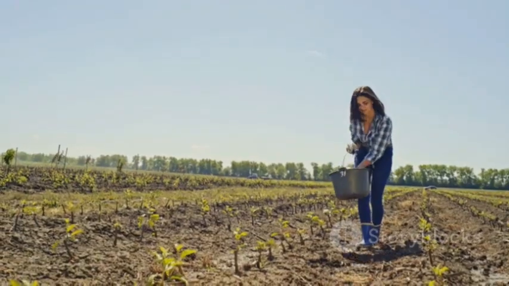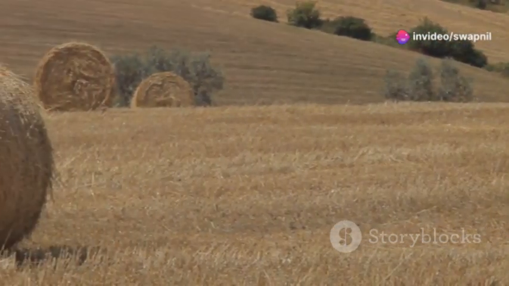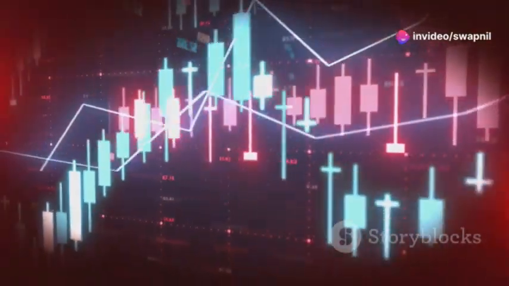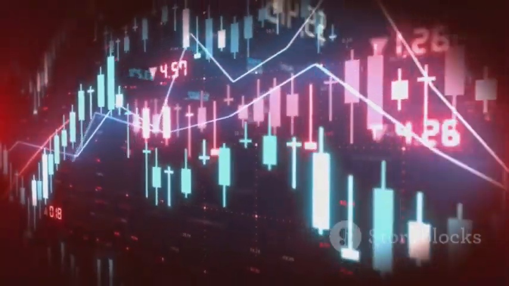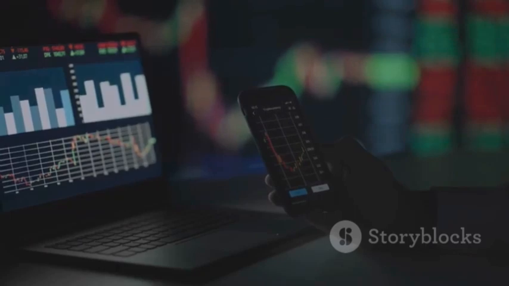Imagine a farmer planting different crops throughout the year. Each crop thrives in a particular season. Similarly, different sectors of the economy flourish during specific phases of the economic cycle. Sector rotation is about understanding these cycles and adjusting your portfolio accordingly. It's about being in the right place at the right time.